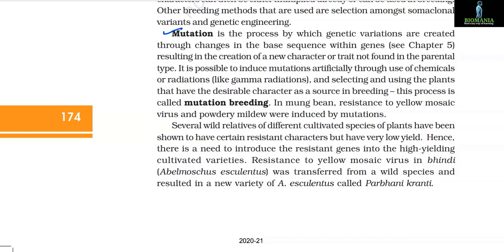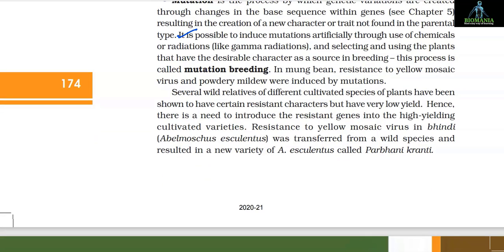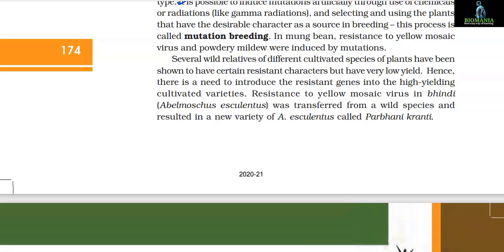Mutation is a process by which genetic variations are created through changes in the base sequences within genes, resulting in the creation of a new character or trait not found in the parental type. It is possible to induce mutations artificially through the use of chemicals or radiations like gamma radiations, and selecting and using the plants that have the desirable character as a source in breeding. This process is called mutation breeding. In mung bean, resistance to yellow mosaic virus and powdery mildew were induced by mutations.